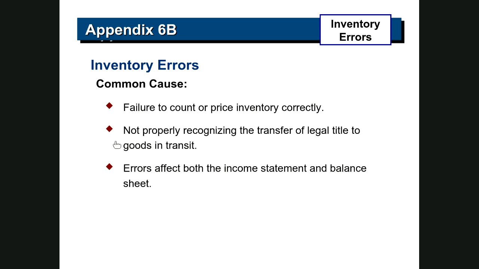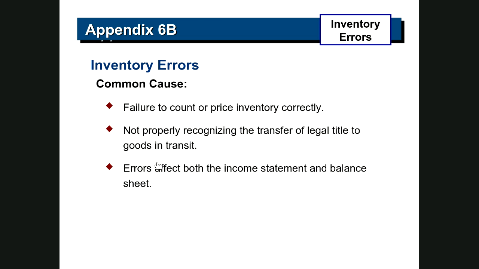Or not properly recognizing the transfer of legal title to the goods in transit. So the legal title, or the ownership, transfers, as we explained, depending on who's paying for the shipment. If the shipment is paid for by the buyer, the ownership changes as soon as it gets on the truck. If the shipment is paid by the seller, then the ownership transfers when it reaches the buyer. You have to record the sale at the right time for your inventory records to be accurate.